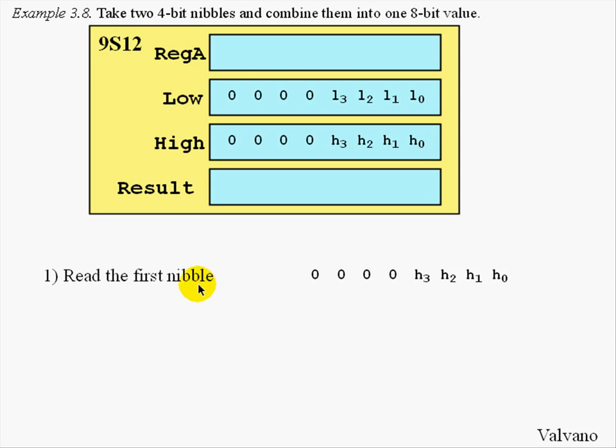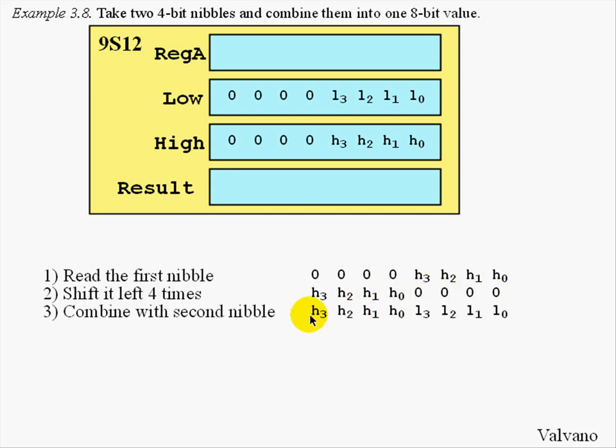First, we'll read the first nibble. This will give us these 4 bits. Second, we'll shift these bits 4 times to the left. The third step will be to combine the first nibble and the second nibble. And the last step will be to store the result.